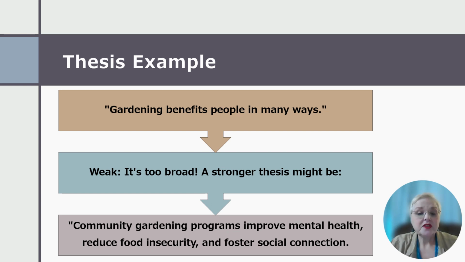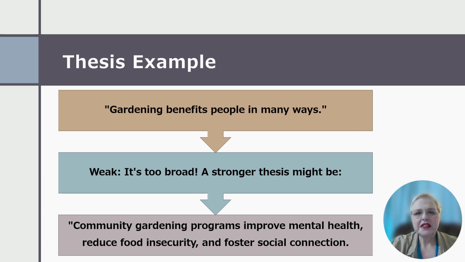A much better one is "community gardening programs," which are specific types of gardening, "improve," there's our action verb, "mental health, reduce food insecurity, and foster social connection." So actually we've got 3 verbs. We've got improve, reduce, and foster. Right? So we have those 3 things that are very, very specific.